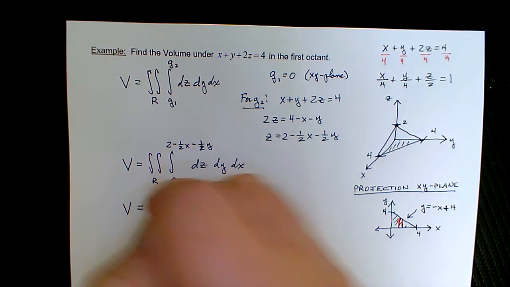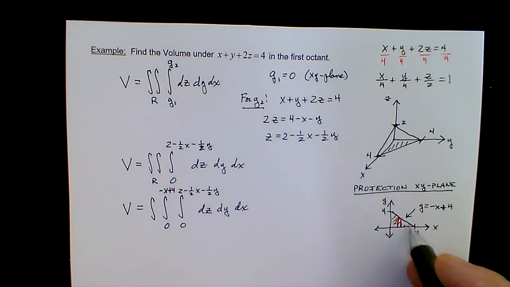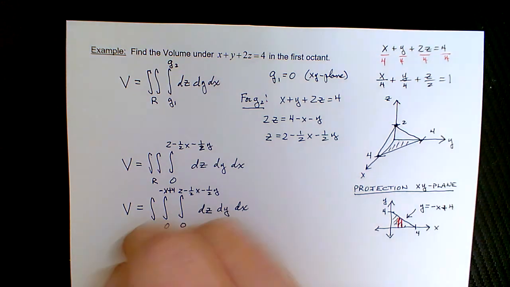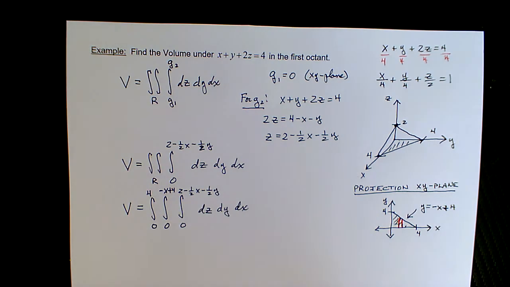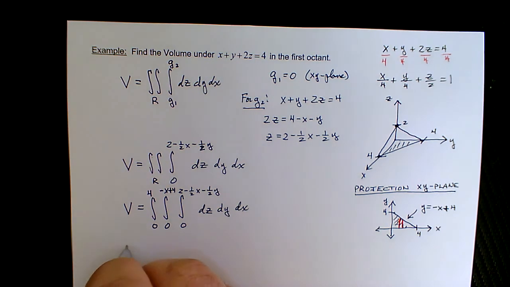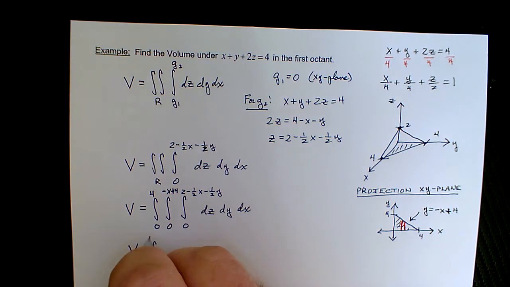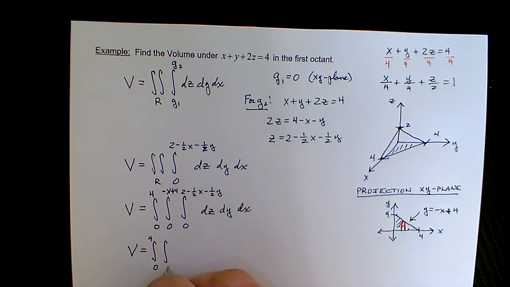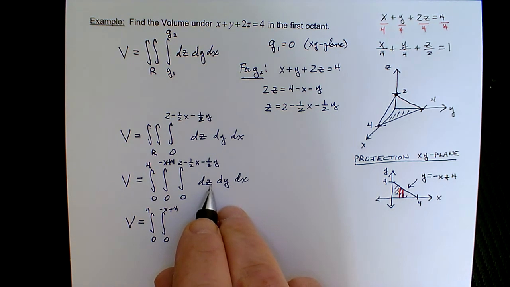And x is ranging, to take all the vertical little strips here, x is going from 0 to 4. Okay, so that's the setup for the integral. And so now just the calculations. So doing the calculus now, 0 to 4, integral 0 to negative x plus 4. Okay, integrating dz with respect to z, that's just 1 dz.